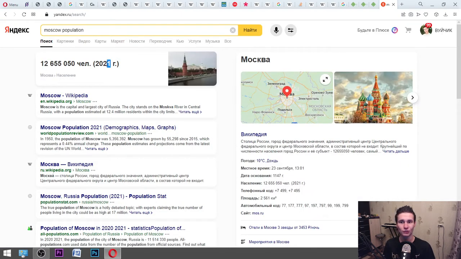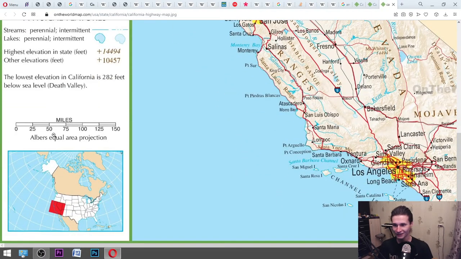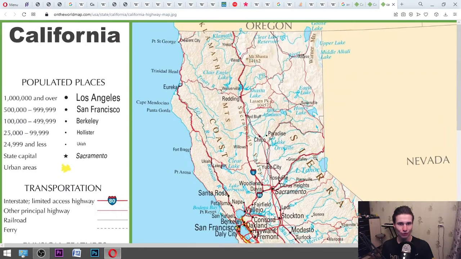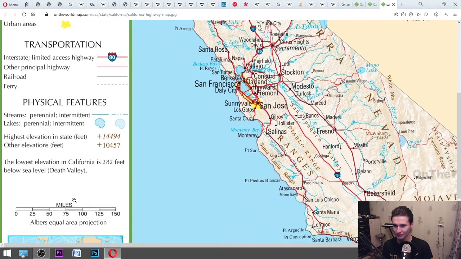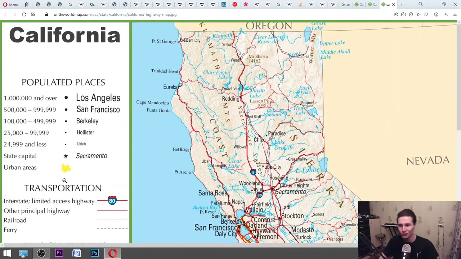Some of them left somewhere to another worlds. Physical features: streams, perennial, intermittent, lakes. What's perennial and intermittent? It is like something that we have with water and after that without. And also we have the highest level in state, feet, other elevations, so the lowest elevation in California, below the sea, Death Valley. Death Valley, wow, so super scary.